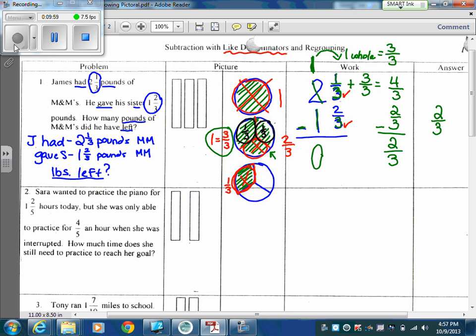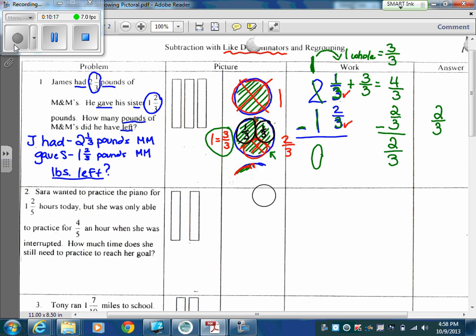Okay, so let's look at another one. Sarah wants to practice the piano for 1 2/5 hours today, but she was only able to practice for 4/5 of an hour when she was interrupted. How much time does she still need to practice to reach her goal?